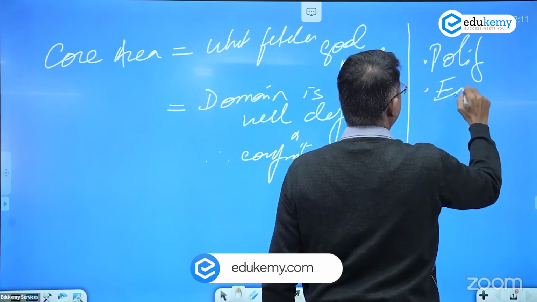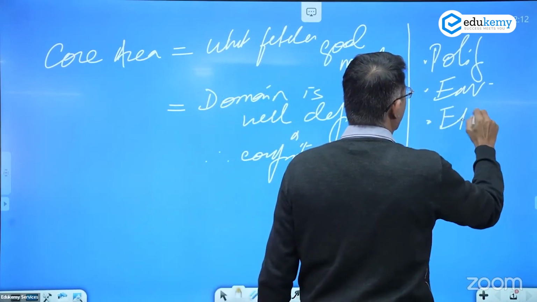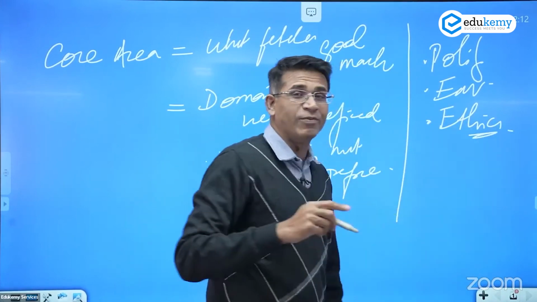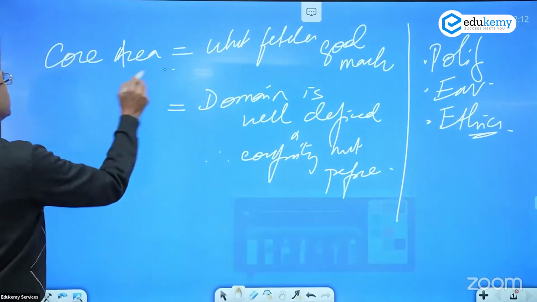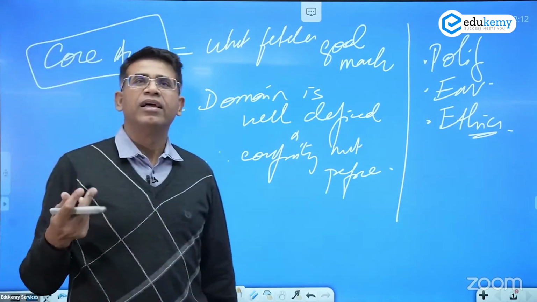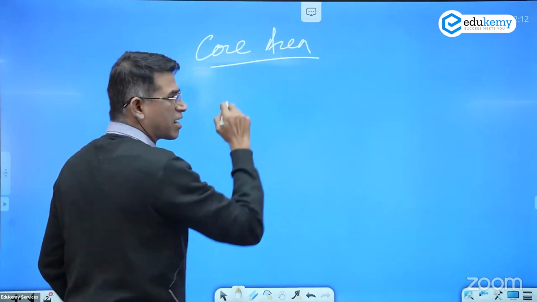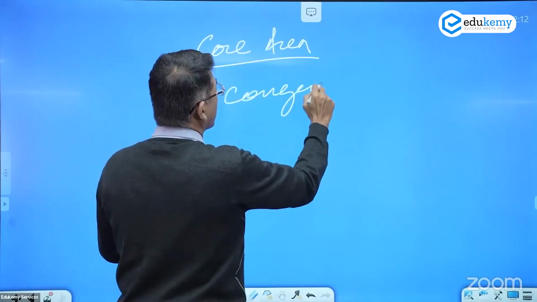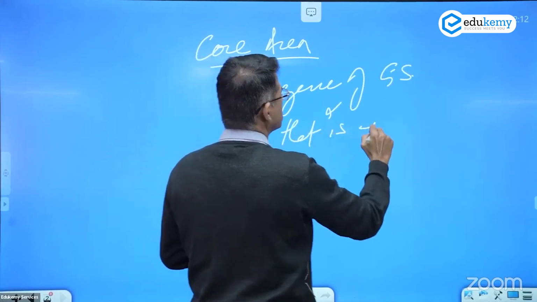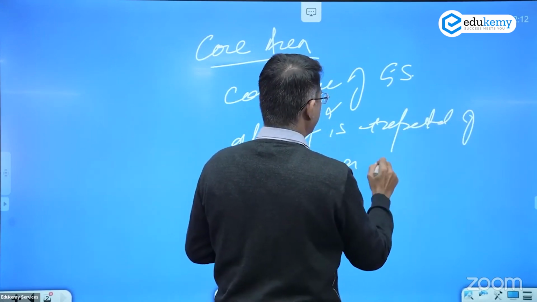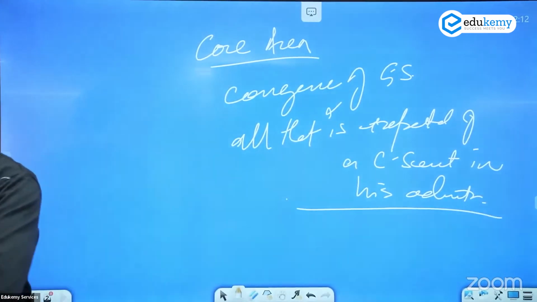Some of you said environment is a core area, and I remember some of you telling us ethics is also a core area, but many of them disagreed with this. So ये एक interpretation है when I say GS का core area क्या है? Now my interpretation is, core area वो है which is kind of a convergence of GS and all that is expected of a civil servant in his administration. It's not about fetching marks.